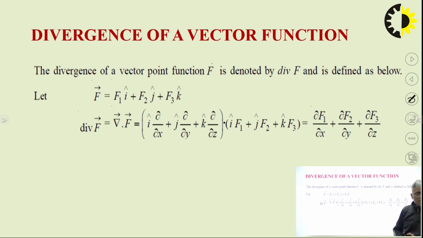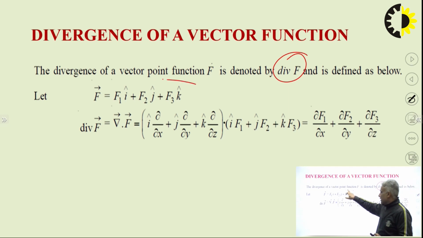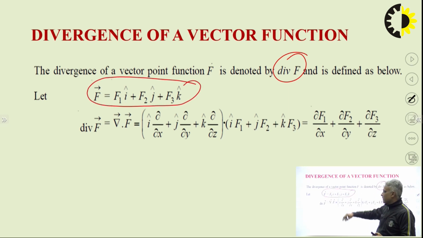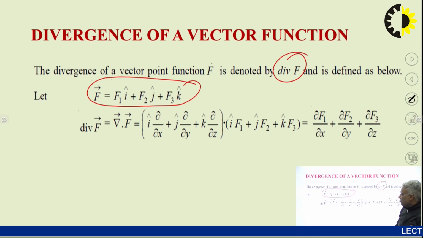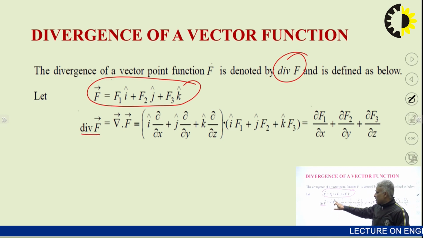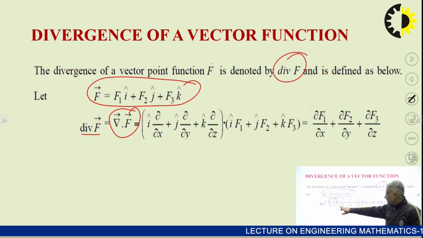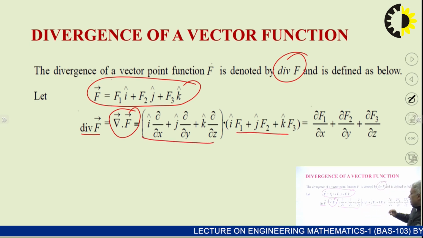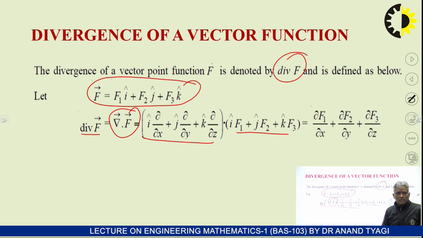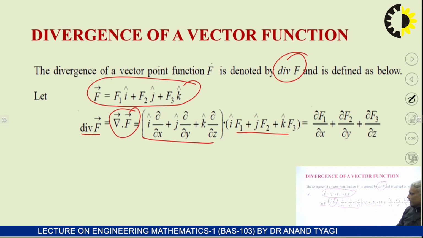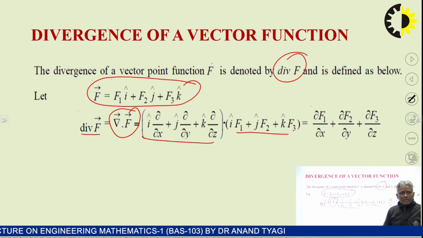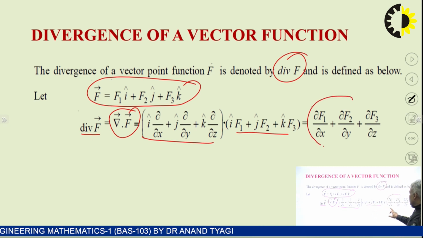The divergence of a vector point function is denoted and defined by div f, right? And f is a vector point function denoted by f1 i cap plus f2 j cap plus f3 k cap. In this way we can calculate the divergence of f, which is equal to del dot f. Del is this operator and f is a vector point function, so divergence is the dot product of two vectors. The first is the del operator and the other is the vector. So what is the result of this?